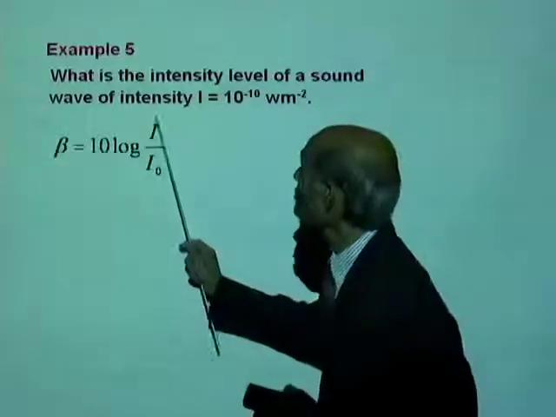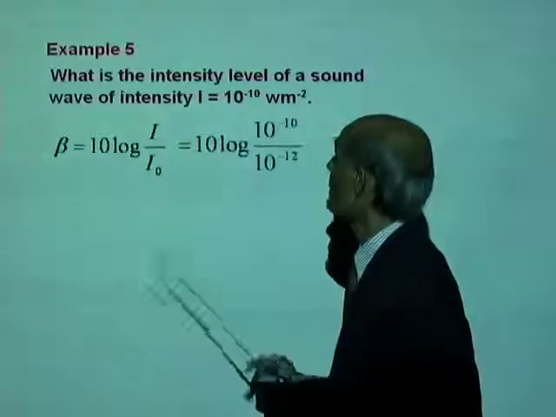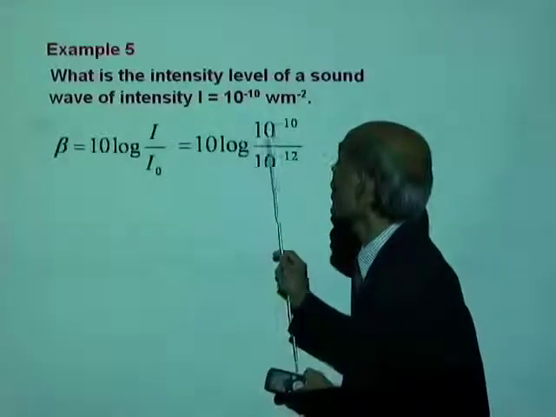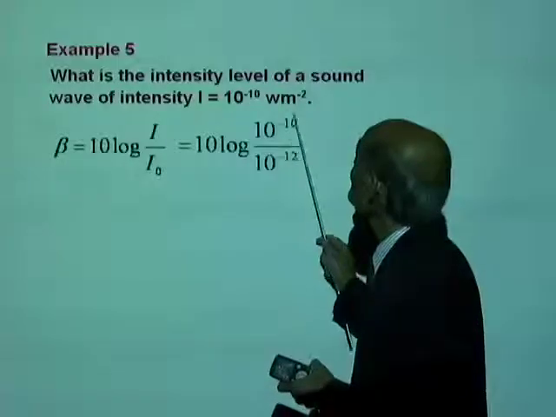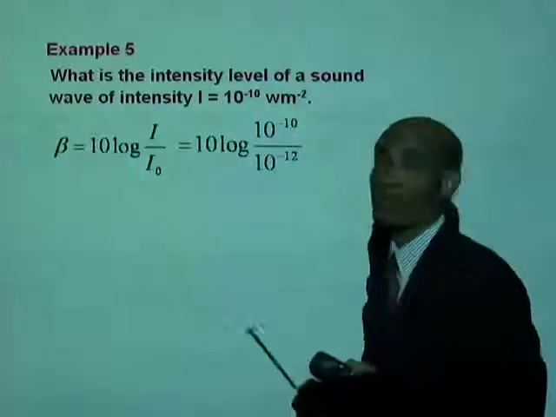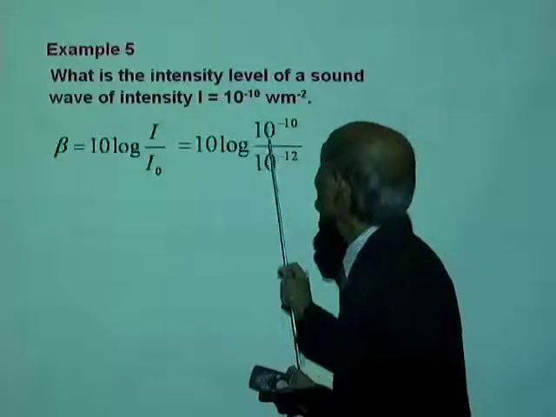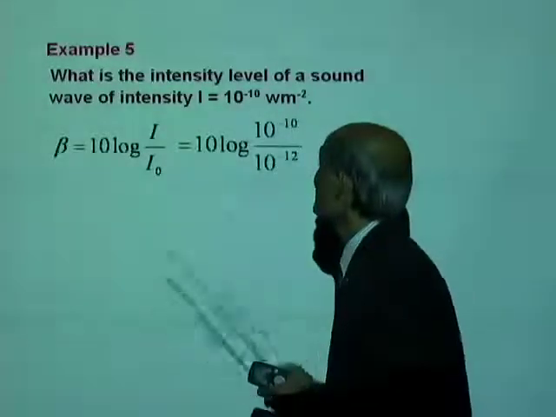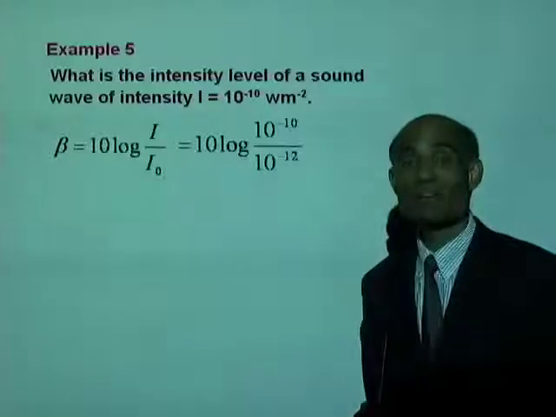So use the values of I and I0. That will be 10 log, I is 10 to the negative 10, I0 is 10 to the negative 12. Now what is 10 to the negative 10 divided by 10 to the power of negative 12?